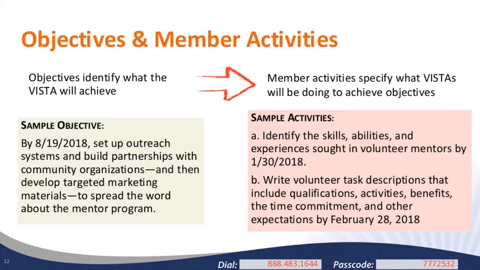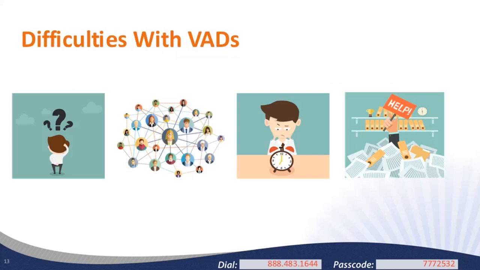So now I'm going to go ahead and turn it over to Amy. Now that we've looked at what the VAD is, why it's important, and what the elements of a VAD are, we're going to start talking about the difficulties that we see and how to overcome them. So Amy's going to kick us off here, and she's going to talk about our first difficulty. Thank you, Jessica.